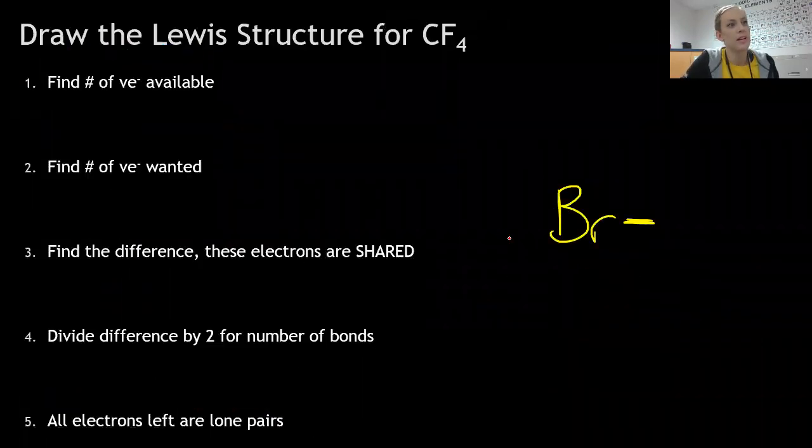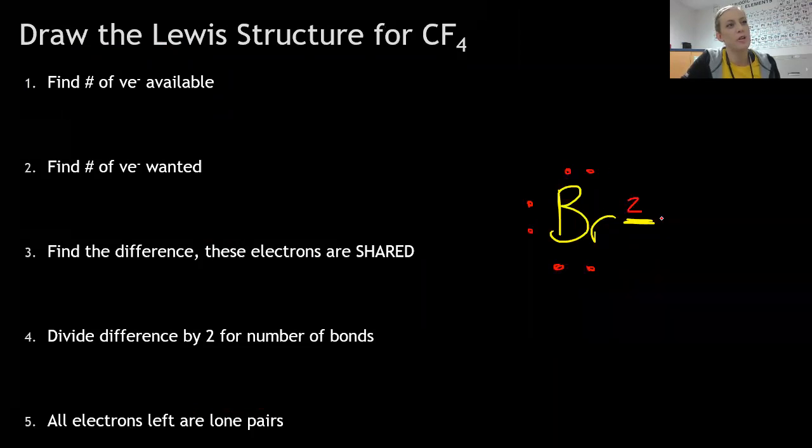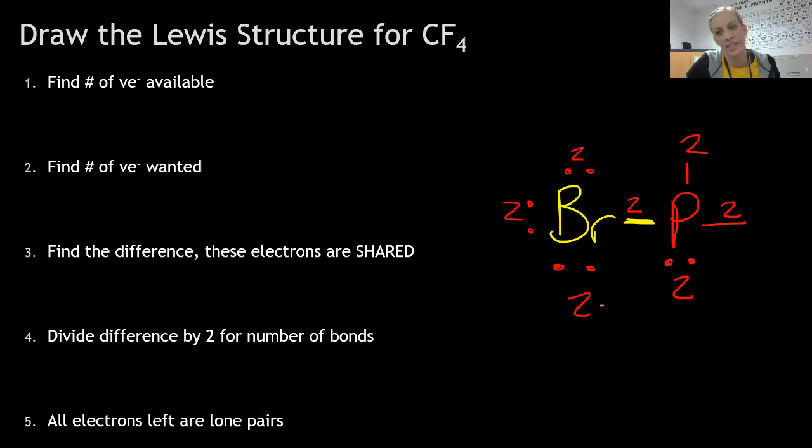So when I'm here and I have Br and 6 dots, right? I count this 2 for bromine, and I also count it for phosphorus because they're sharing them. So that's why this one has 2, 4, 6, 8. It counts for each one. So those 6 dots are just what's left over from this one. This one also counts for 2.